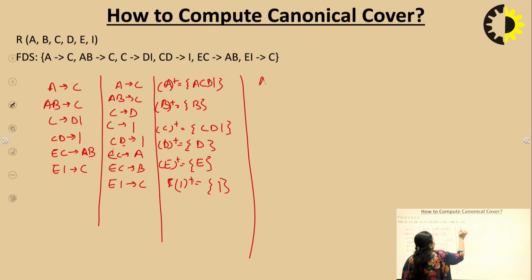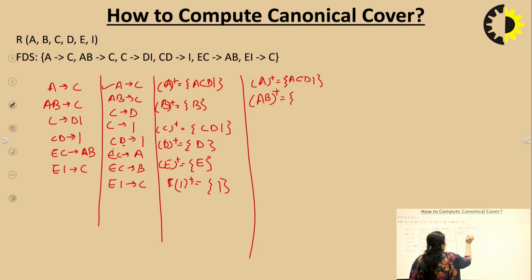So let us first take A here. A can determine itself, A can determine C, then C can determine D, C can determine I, CD can determine I, nothing else we are able to find. So A is the essential functional dependency. Now AB.